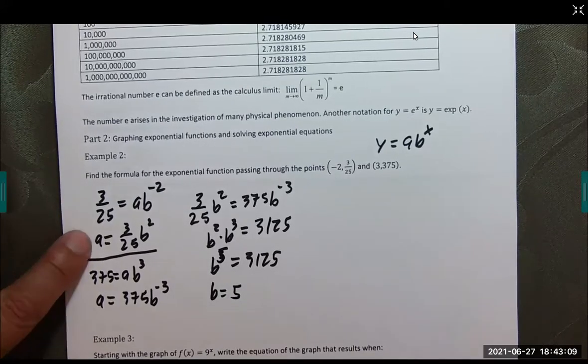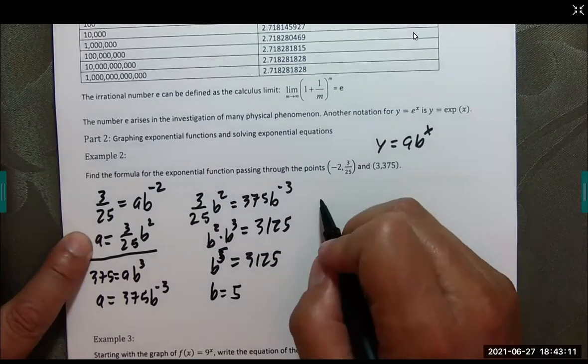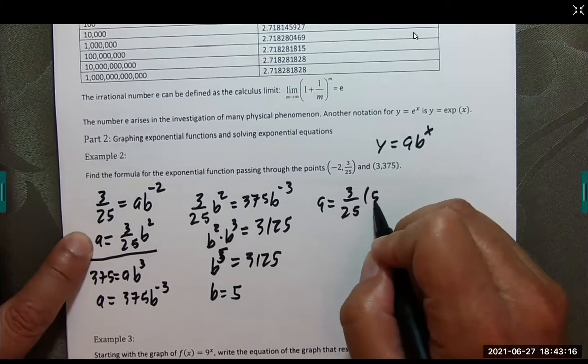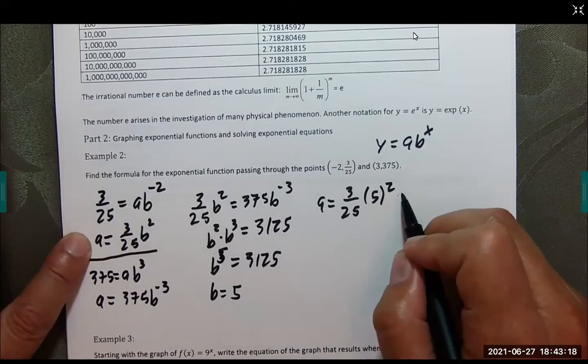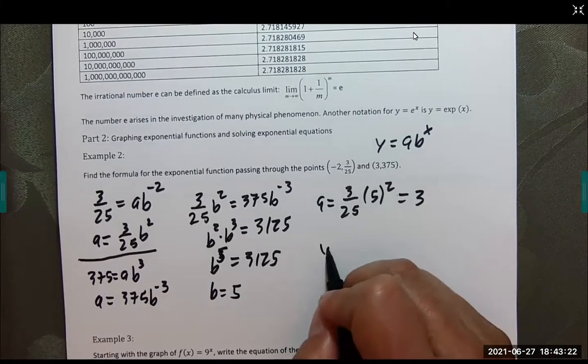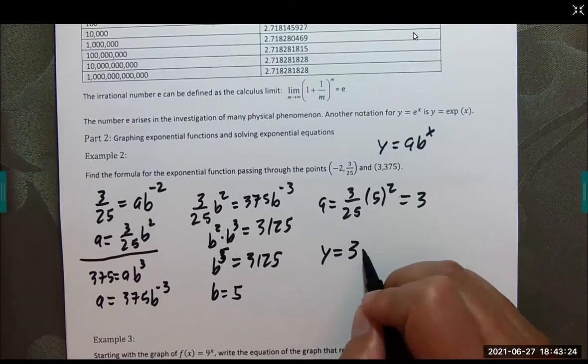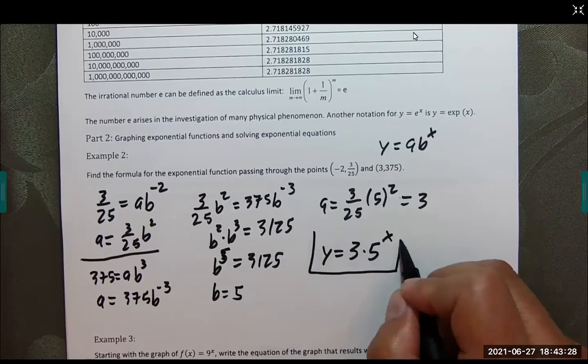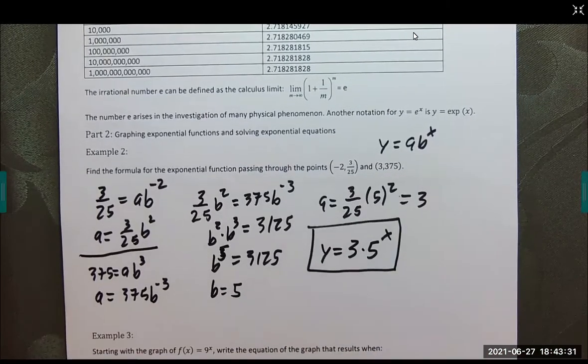Well, now I can figure out what a is. So a is going to be 3/25 times 5 squared. So it's like a, that's 25/25, so a is just 3. So my function is 3 times 5 to the x power. Not too bad. It's basically solving a nonlinear system of equations.